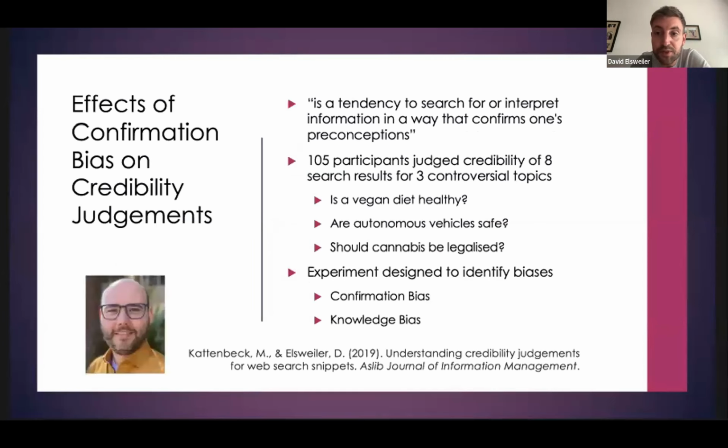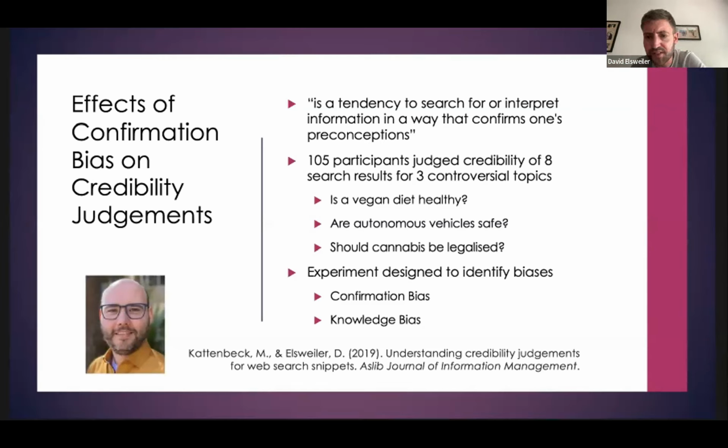In the first study I want to present, my colleague Marcus Kattenbeck and I investigated how this confirmation bias idea affects the decisions people make with respect to judging how credible information is in search results. We performed a study where 105 participants were asked to judge the credibility of search results for 3 controversial topics: the healthiness of a vegan diet, the safety of autonomous vehicles, and whether or not cannabis should be legalized.